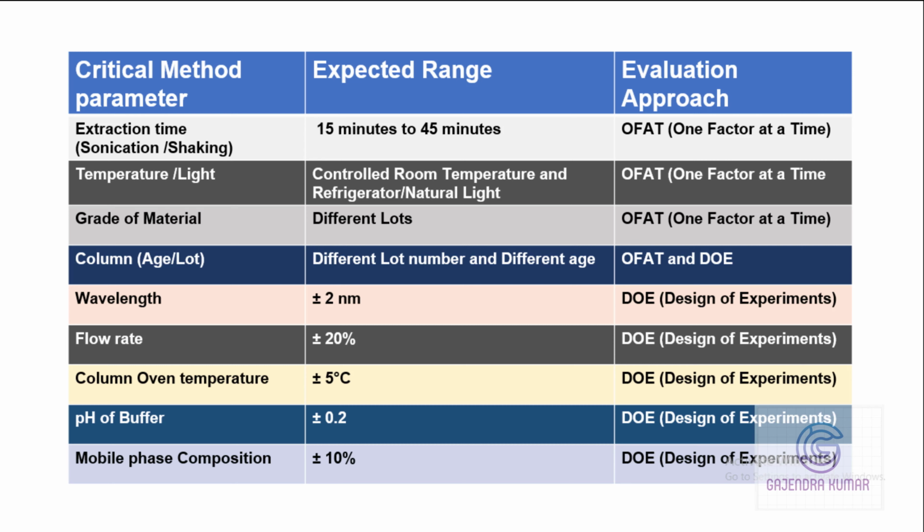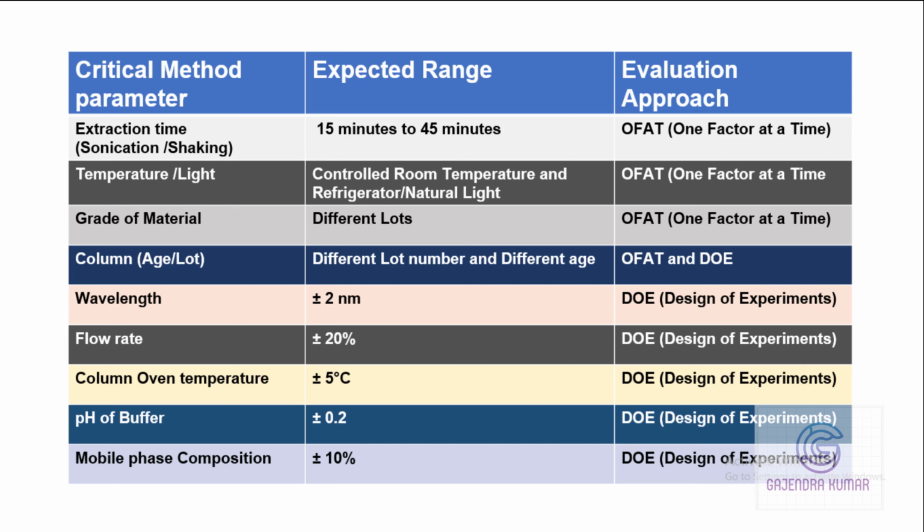So once you identify the critical method parameters, you need to design your robustness study. So you need to design the range and approach. So one suggestion or recommendation is, anything related to sample preparation, go for the one factor at a time approach. Anything related to instrument, go with the design of experiment approach. So these are the factors.